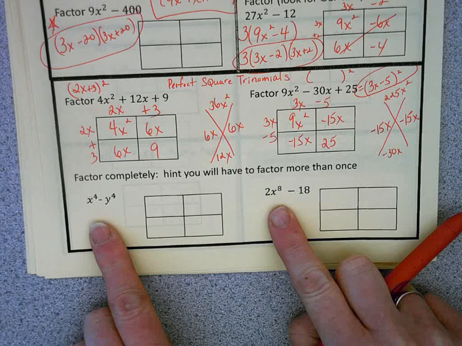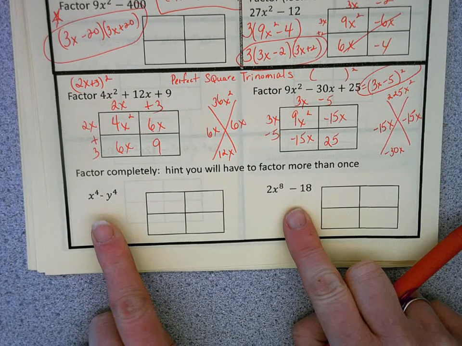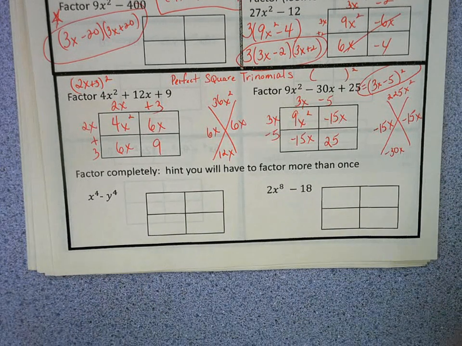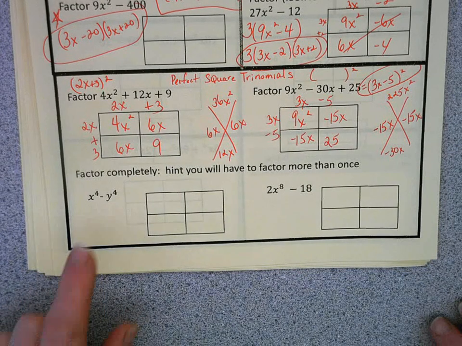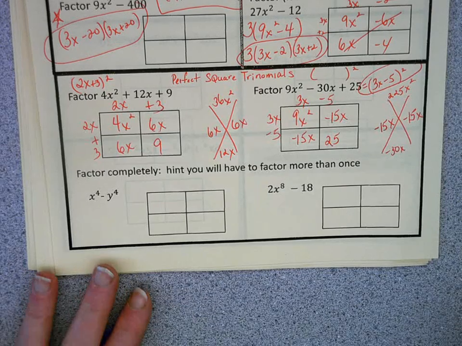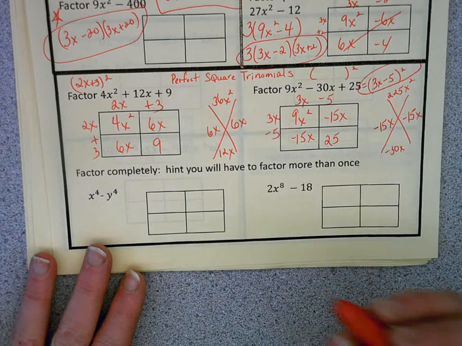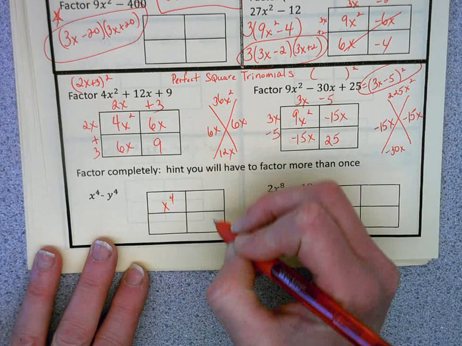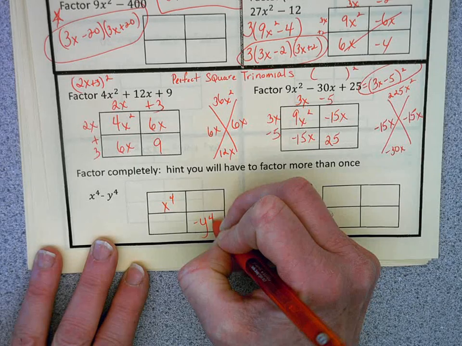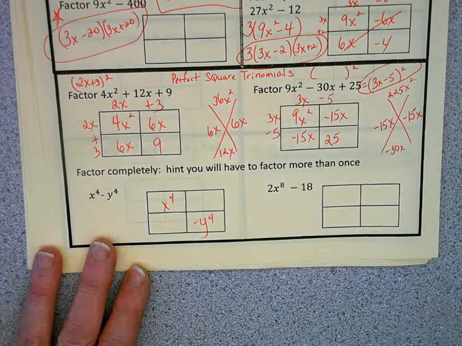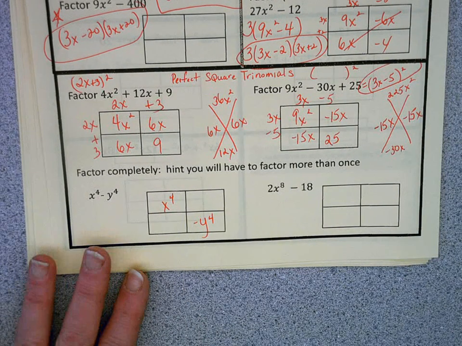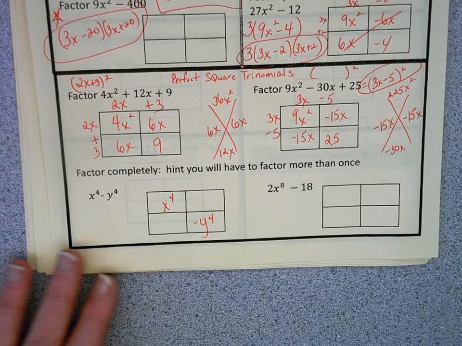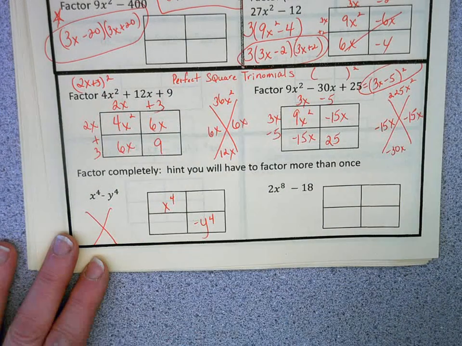They look like difference of 2 squares. They both have 2 terms, a binomial. They both have subtraction. Are they difference of 2 squares? So this power just has to be even. Okay? So let's see. If we put x to the 4th here and negative y to the 4th here. Okay? If I recognize it's a difference of 2 squares, I might know the answer right away.